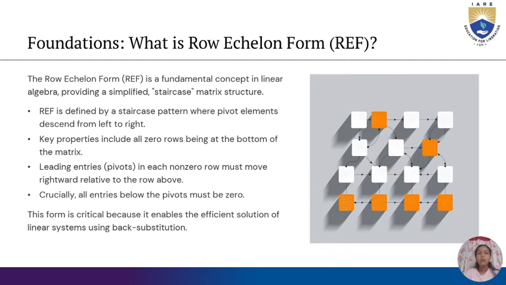Key properties include all zero rows being at the bottom of the matrix. Leading entries means pivots in a non-zero row must move rightward relative to the row above. For example, if we have a 0 at the beginning of the second row, in the next third row we must have two zeros at the beginning. So the zeros should increase row-wise. Crucially, all entries below the pivots must be 0. This form is critical because it enables the efficient solution of linear systems using back substitution.